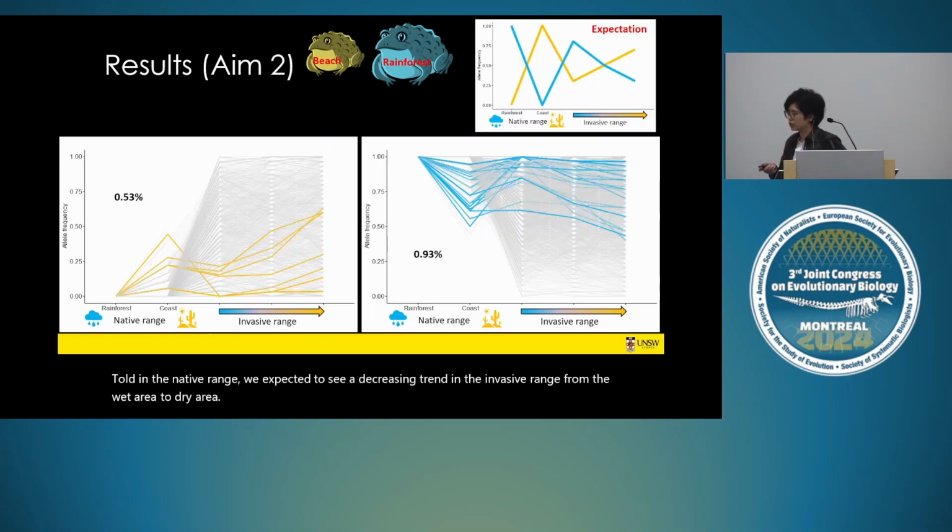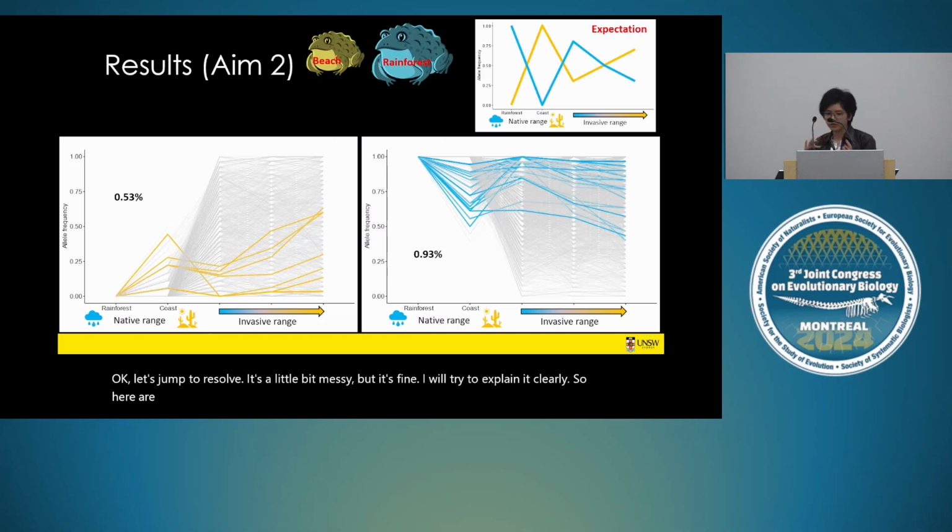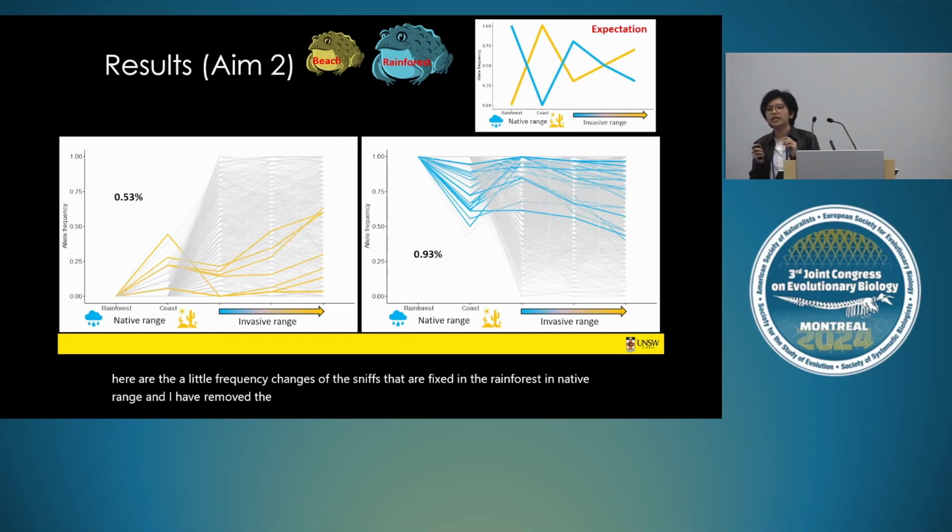Okay, let's jump to the results. It's a little bit messy, but it's fine. I will try to explain it clearly. So here are the allelic frequency changes of the SNPs that are fixed in the rainforest toads in the native range. And I have removed the SNPs that are invariable in the invasive range because they cannot be under selection.